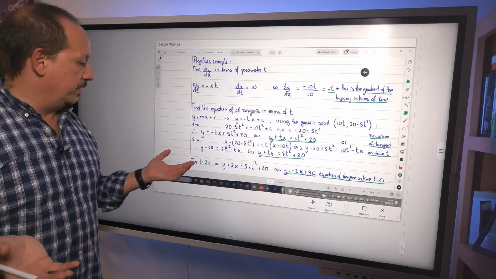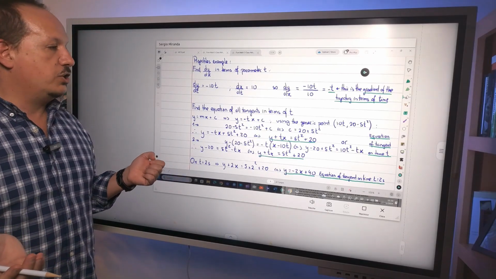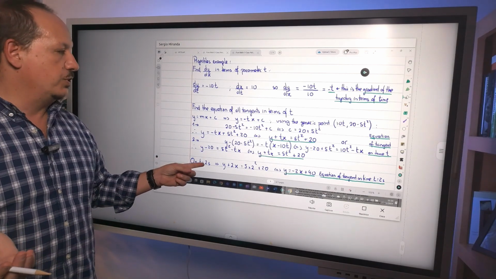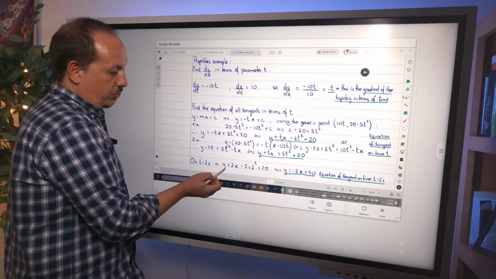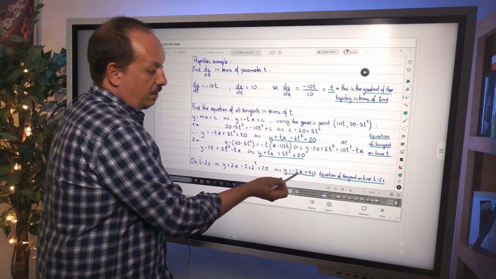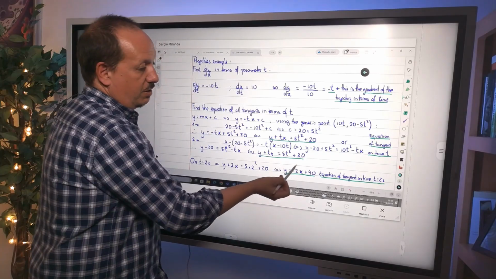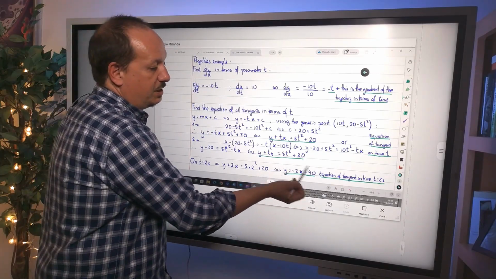So, as an example, what is going to be the equation of the tangent when the time equals 2 seconds? Go over here, substitute t by 2, and you have here the equation of the tangent at time t equals 2 seconds.